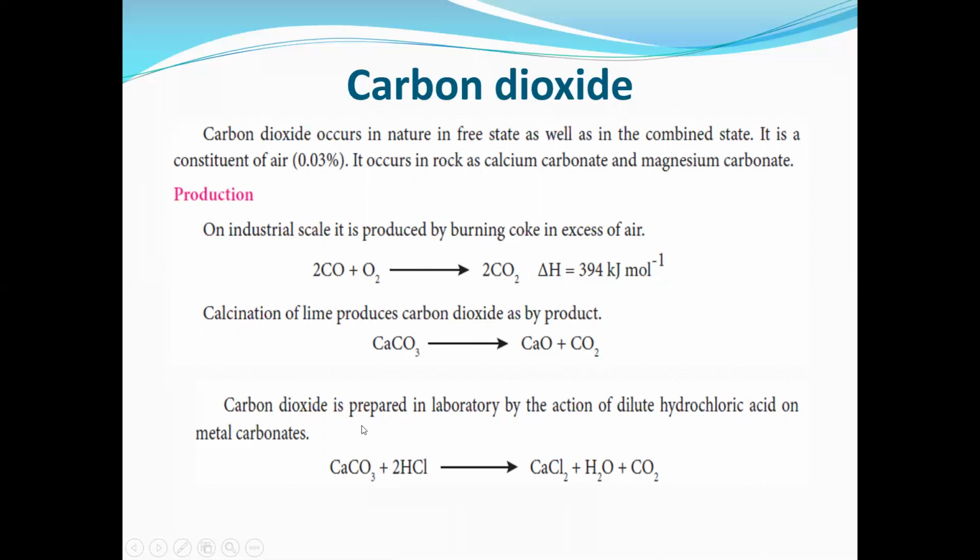Carbon dioxide is prepared in the laboratory by the action of dilute HCl on metal carbonates. So we treat calcium carbonate with hydrochloric acid, and we get calcium chloride, water and carbon dioxide gas.